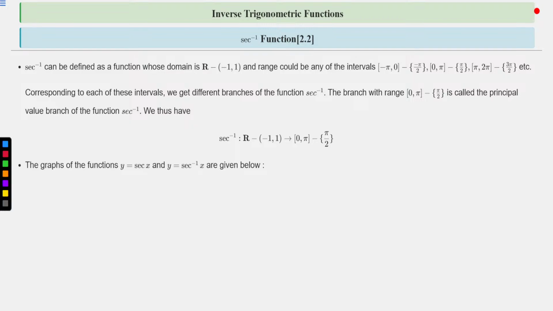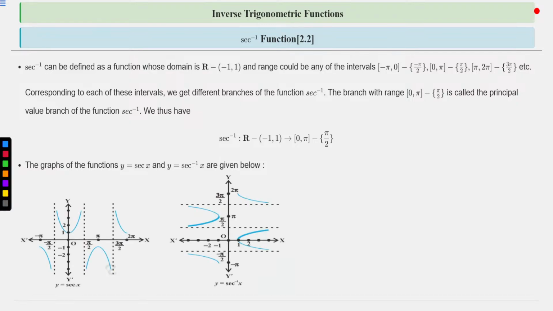The graphs of the functions y equals sec x and y equals sec inverse x are given below. See, domain will become range here and range will become domain. So this is the graph of sec x and this is the graph of sec inverse x, right? We have just interchanged the axes. Okay.